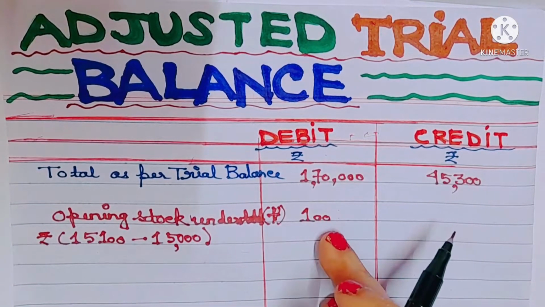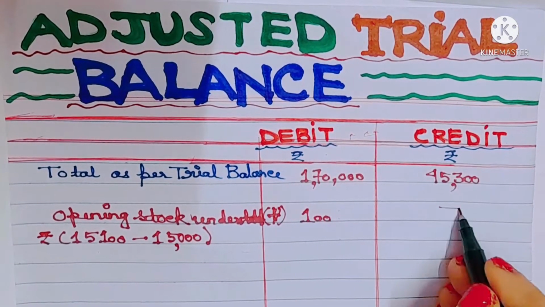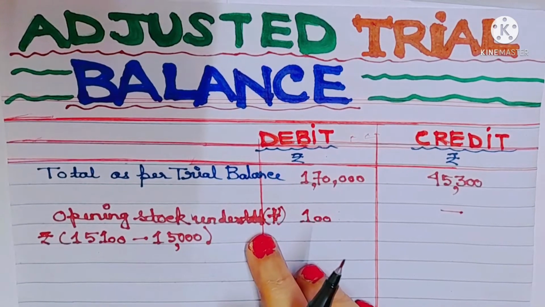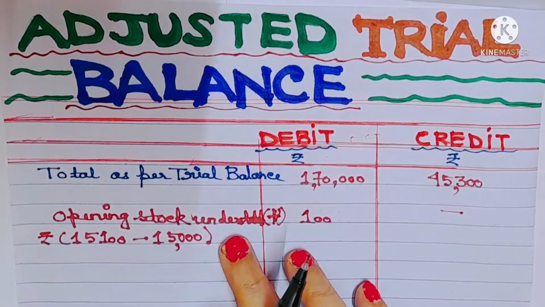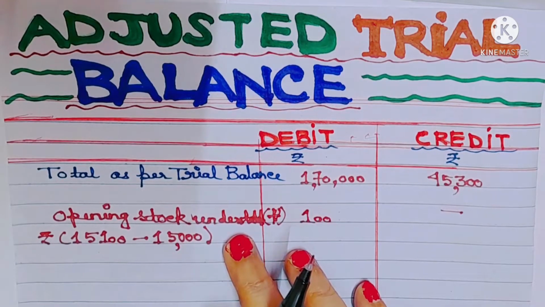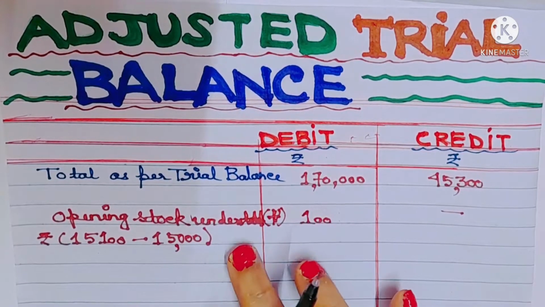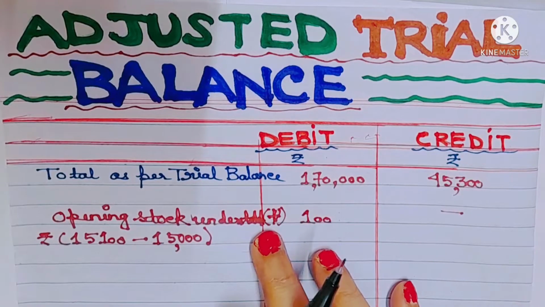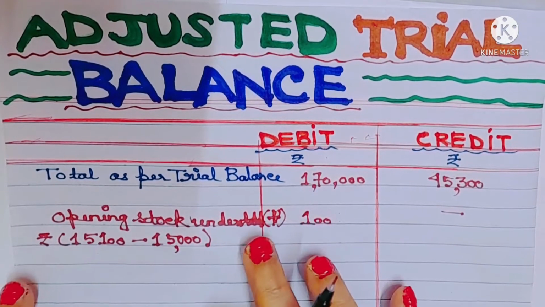So here we have written plus 100. Why does opening stock have a debit balance? Because opening stock falls under nominal account. According to nominal account, all losses and expenses are debited. Here opening stock is an expense for the business. So opening stock will be debited.